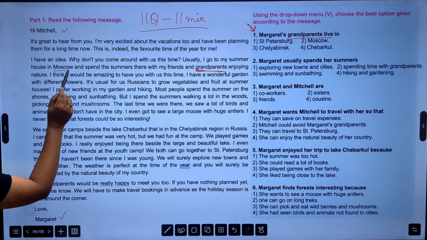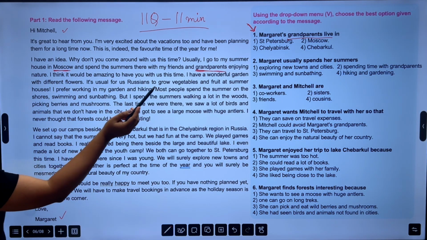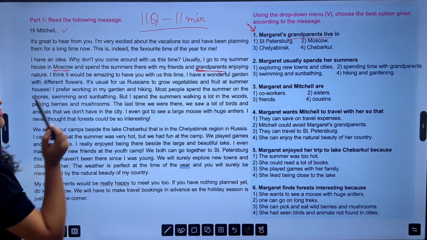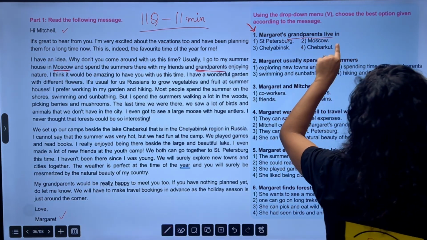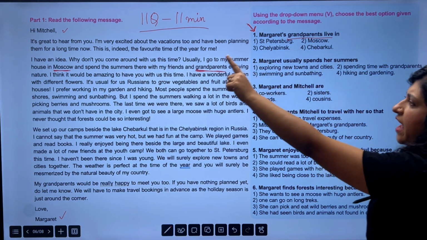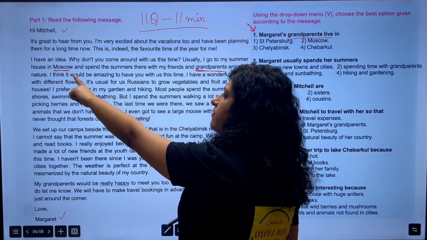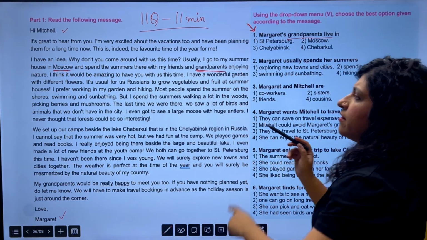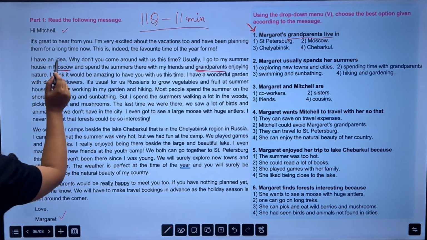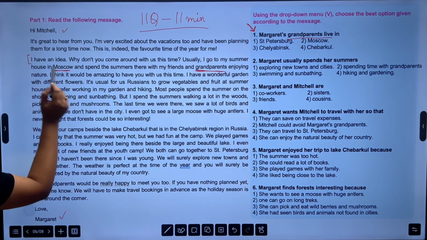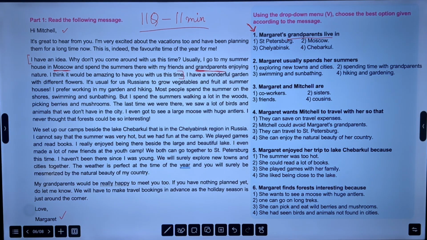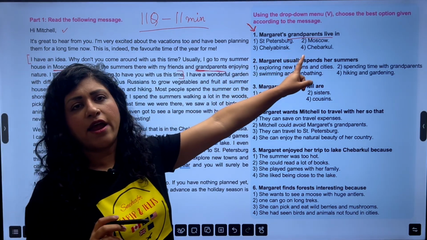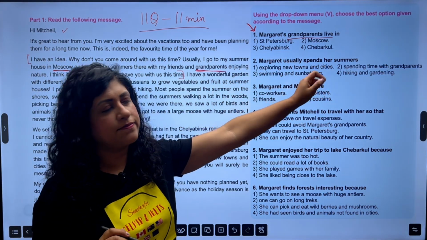It's written Moscow. So I tried to match this question with this information. The question has asked me Margaret's grandparents live in. So you scan the text. Once you have found the keywords, read this part of the text in detail just to see if this is the information that you were looking for or not.